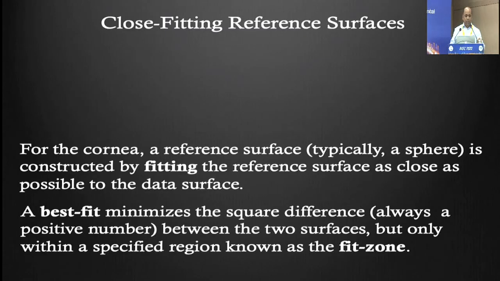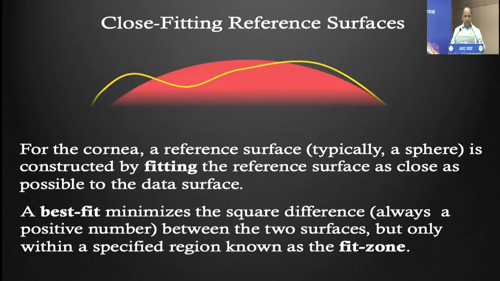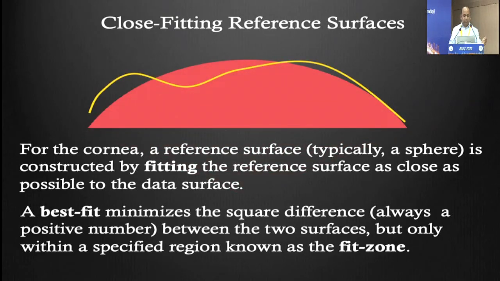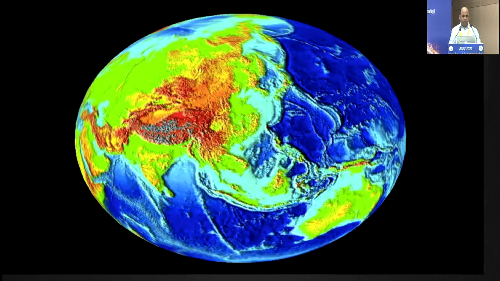This is a very important concept to understand: the best fit sphere. For the cornea reference surface, typically a sphere is constructed by fitting the reference surface as close as possible to the data surface, and a best fit minimizes the square difference, always a positive number, between the two surfaces, but only within the spherical region that is known as the best fit zone. So all the topography is based on this best fit zone.